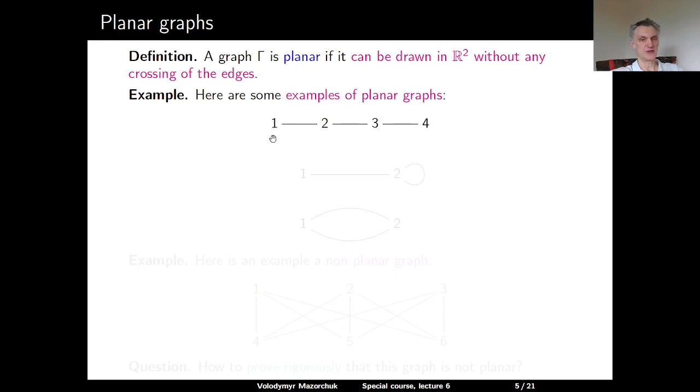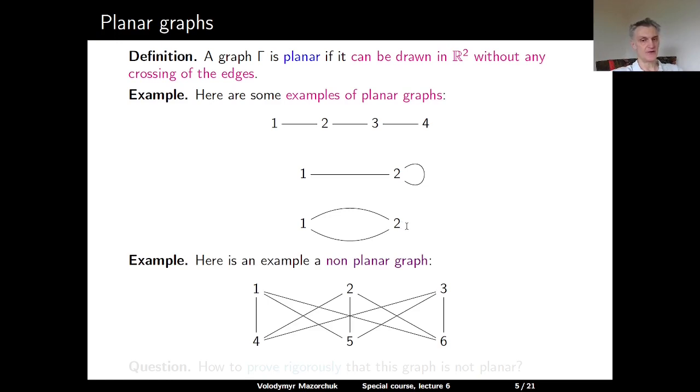The graph with vertices 1, 2, 3 and 4 and edges between 1 and 2, between 2 and 3 and between 3 and 4. So this simple graph is planar. Another graph which we already saw: two vertices 1 and 2, an edge between 1 and 2 and a loop at 2. That's a planar graph. And here is another non-simple graph, two vertices 1 and 2 and two edges between 1 and 2. These are several examples of planar graphs.